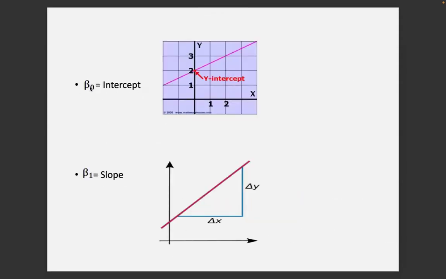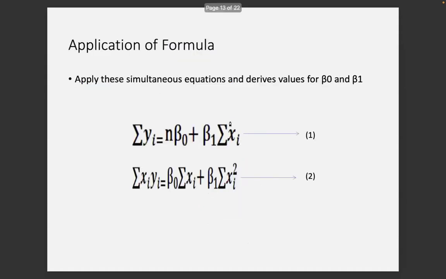So once we have these values, see, b naught is the intercept, and we can read that value from the graph itself. B naught is the intercept and b1 is the slope, which means actually the gradient of that line.